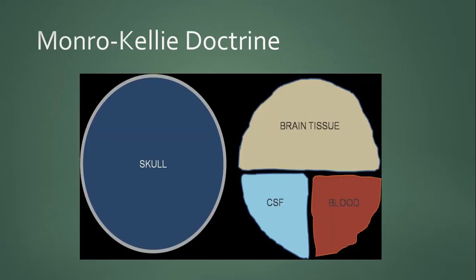As you all know, we already studied the Monro-Kellie doctrine in the previous presentation. So the skull is a closed hard cavity that contains three components: brain tissue, CSF, and blood. And a fourth component has to be accommodated by the shift of any of these components out of the cavity.